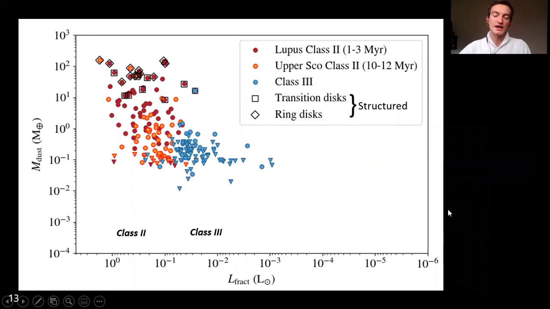Now we have our class 3 objects that populate the lower end of the class 2 disk dust mass distribution and extend in their fractional disk luminosity.